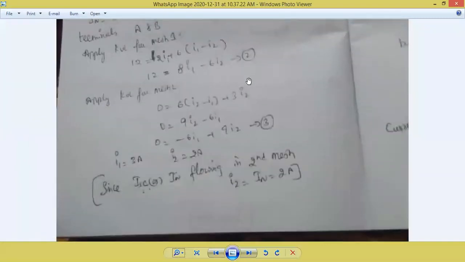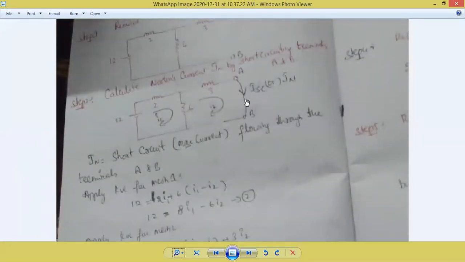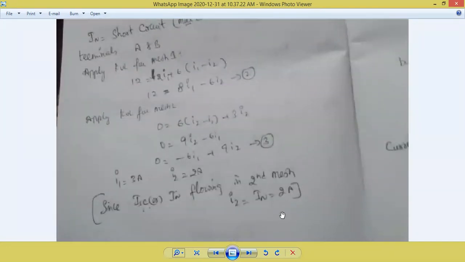Yes, sir. Okay, now you know what you have to do. You are watching this circuit. You apply this mesh analysis and you will get I1 and I2. We got I1 and I2 using mesh analysis with the calculator. What is the value of I2? 2 amperes. Since the short circuit current is flowing at this end point, it is also flowing in the second mesh. I2 is equal to IN. Therefore, I2 is equal to 2 amperes, and IN is equal to 2 amperes.